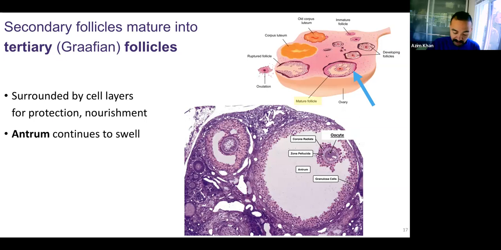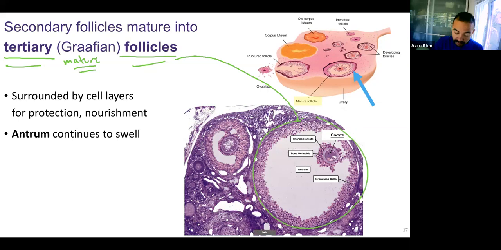Some of those secondary follicles will become tertiary follicles. You might see them called Graafian or just straight up mature follicles. These are the most mature follicles, not yet ovulated, but more mature. They're getting really big. They're getting so big, the antrum specifically is getting so big that it's pushing the oocyte to one side. You see the oocyte right here. It's been pushed to one side.